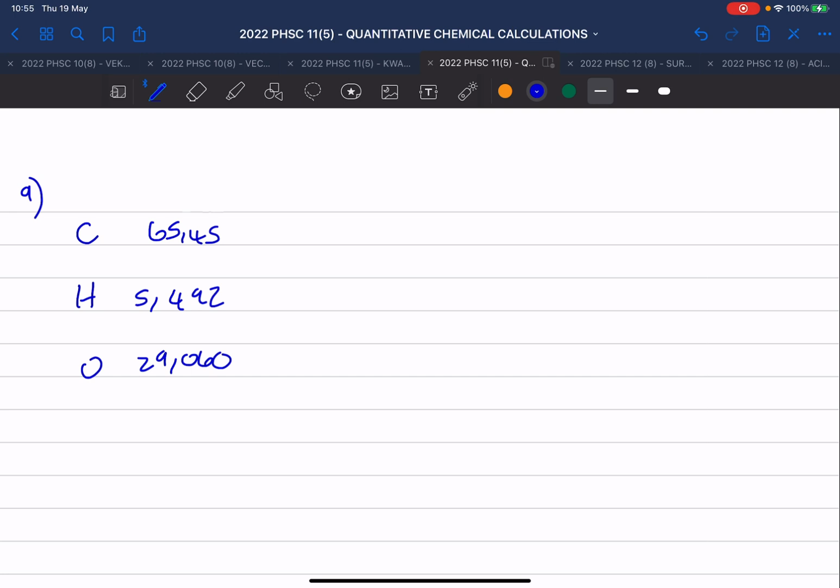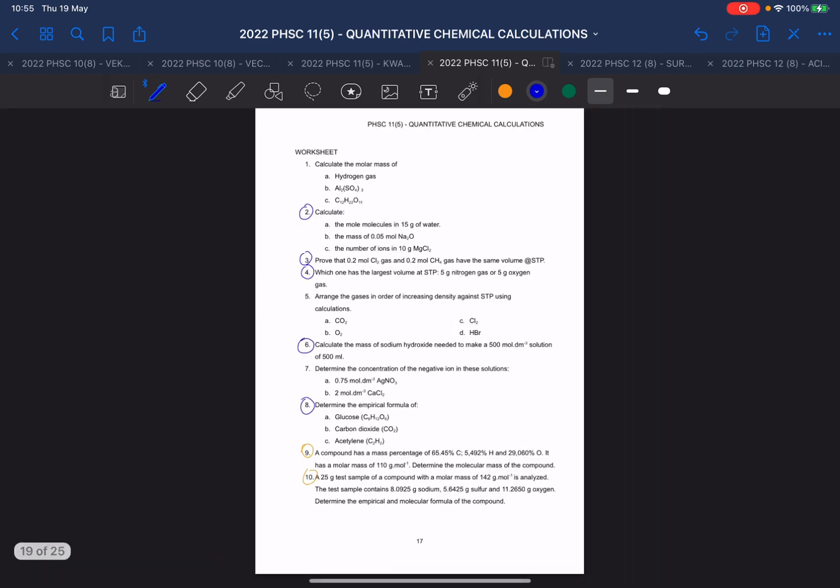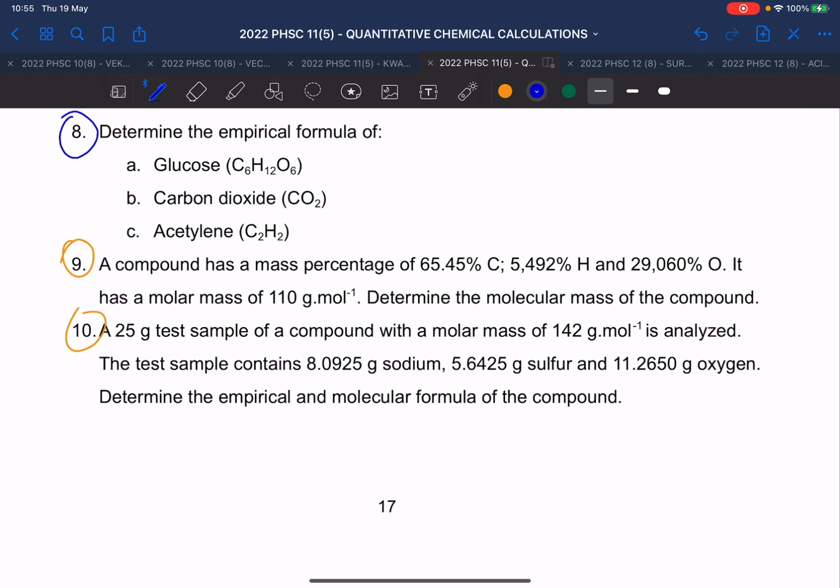I give you the molar mass of 110. So I tell you the molar mass is 110 grams per mole. And then there's a mistake in the question, for that I do apologize. The question reads, calculate the molar mass of the compound. It should be calculate the molecular formula. Sorry. I'm also human. I make mistakes.